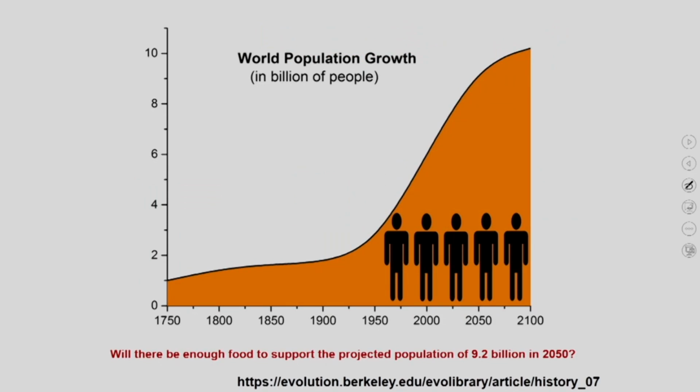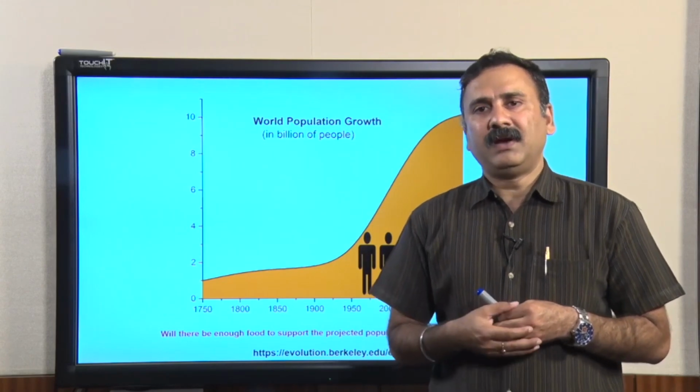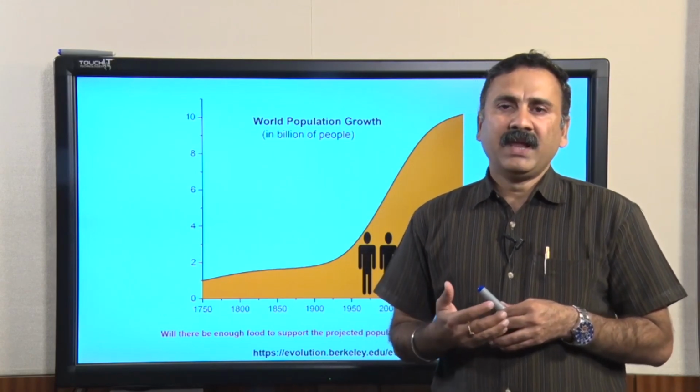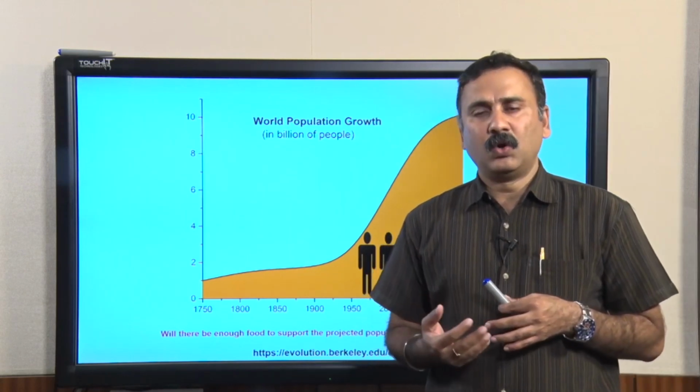In this graph I have shown that the human population has been increasing for several hundred years, and the estimated human population is going to be 9.2 billion. This means that the land is limited, so you cannot increase productivity simply by having more and more farmlands. That is why you have to increase the productivity, and that is where biotechnology is going to play a crucial role.